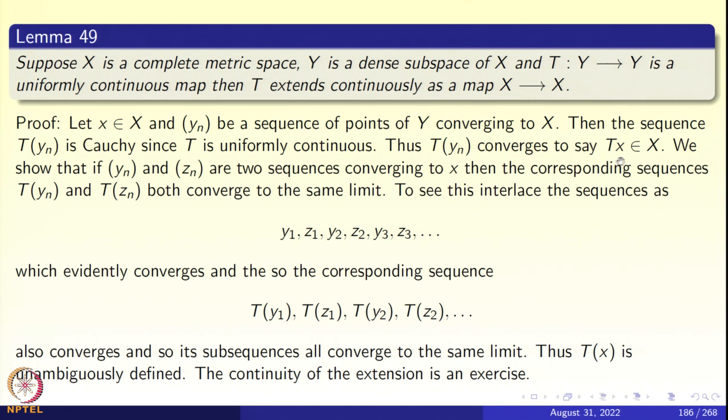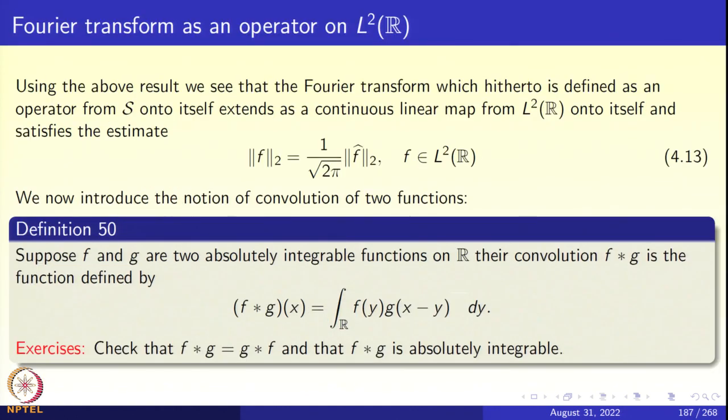So this assignment of Tx to this domain point x is a well-defined assignment, and we get a well-defined map from X to X. This extension is also denoted by the same letter T. Now we have to show that this extension is also continuous. That part I am leaving as an exercise for you. So with this lemma out of the way, we can see that the Fourier transform is now extended as a continuous linear map from L2 onto itself. And the estimate 4.13 holds, because it holds for the Schwarz class, and so it continues to hold for L2 of R.